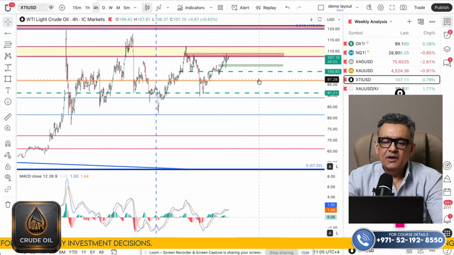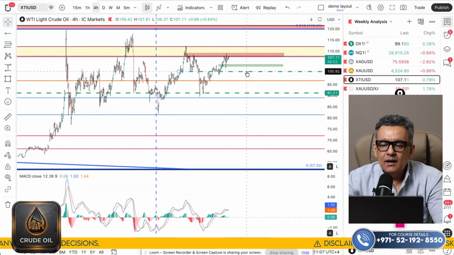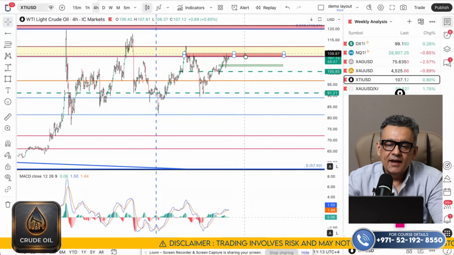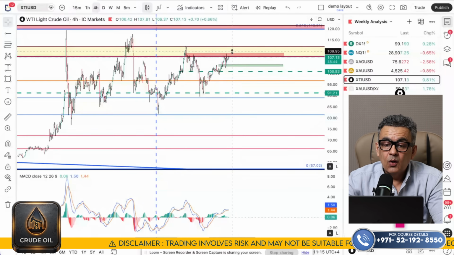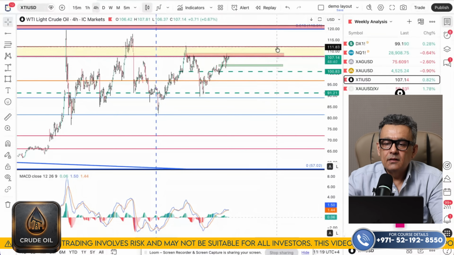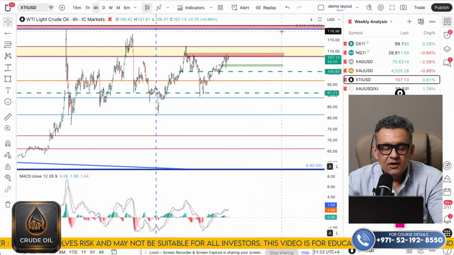So the short-term setup is that you will start buying around 100.92 and slightly higher around 103.75, and you will exit at 109 and 110. If you see a valid breakout above 110 followed by 112, then the next destination is 122.